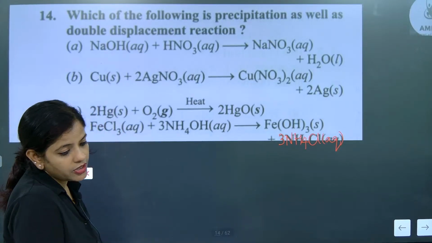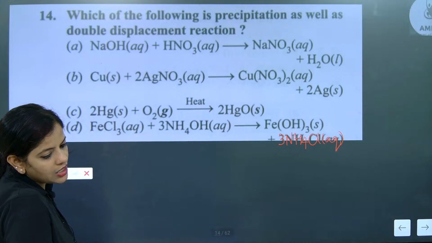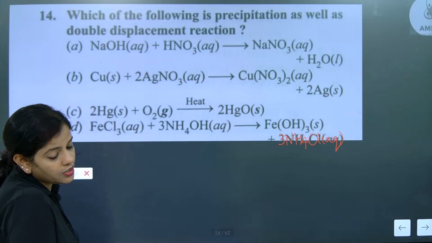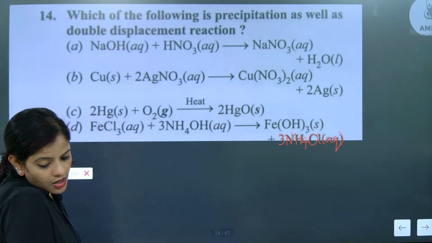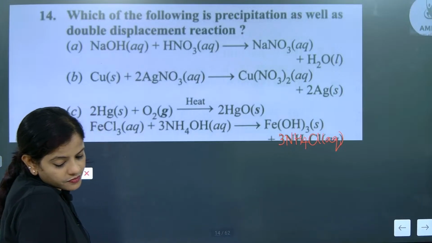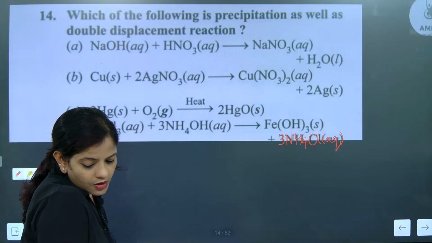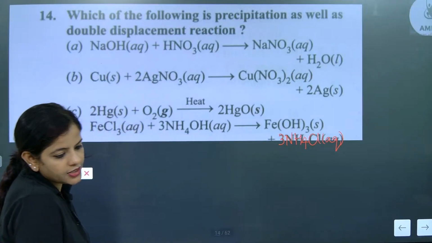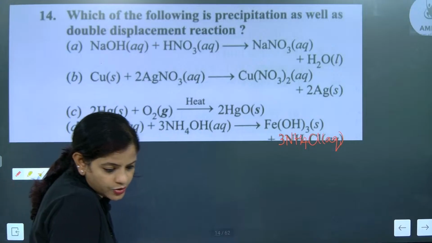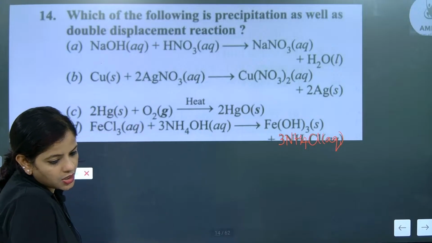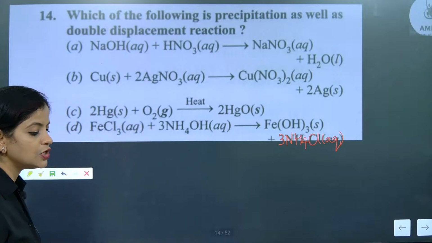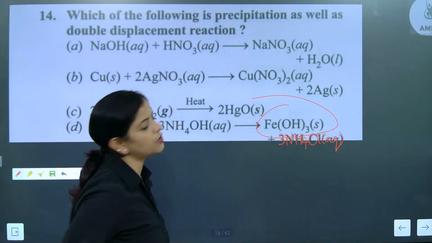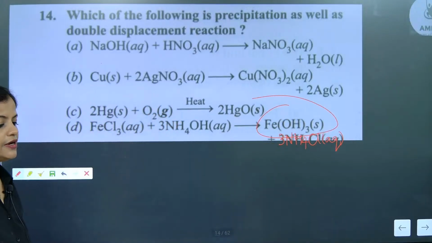The third one is also not that. Come on, the last one is the only one where you can get a PPT, a precipitate. And the precipitate is iron hydroxide, it is reddish brown. It is reddish brown color. Yes. So those who have given D as option, they're absolutely correct. This is the PPT and that is reddish brown.